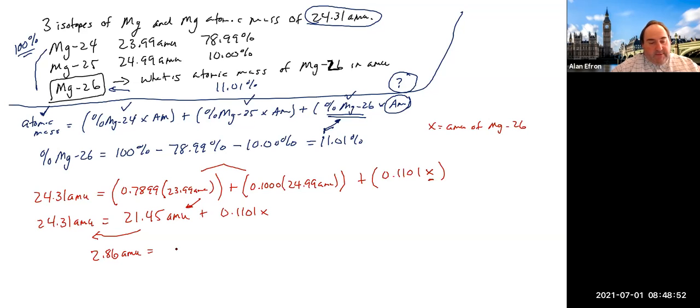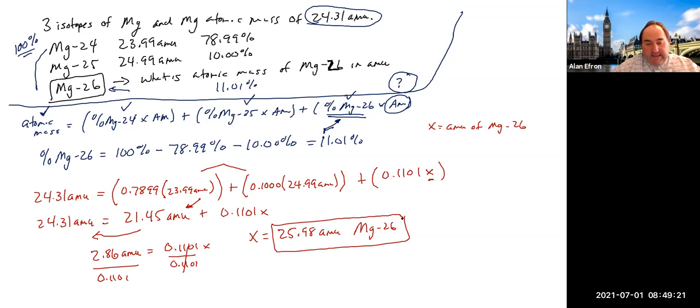And that would equal 0.1101x. At this point, we will divide both sides by this. Obviously, that will cancel. That gives us an x of 25.98. Pretty close to 26 AMU, and that should be the atomic mass of magnesium-26 in this case. Any questions on any of those steps there?